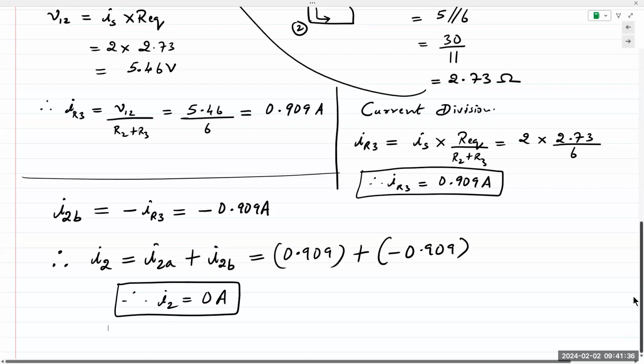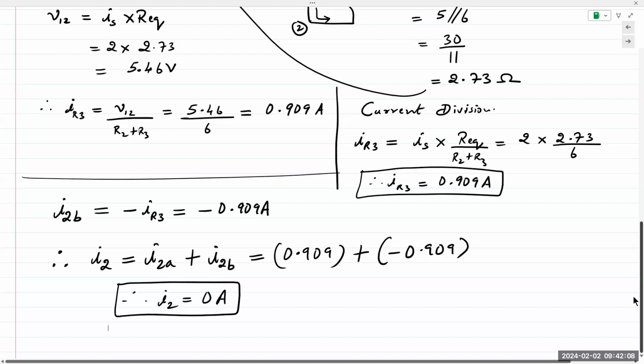If the current source was in the opposite direction, you would have had a different answer. It would be 0.909 plus 0.909. But because it is going down, it's forcing another current through there. So the potential difference between the 2 points comes out to be 0. So there is actually no current flowing through that path. All the current is just flowing to R1. All right, any questions?